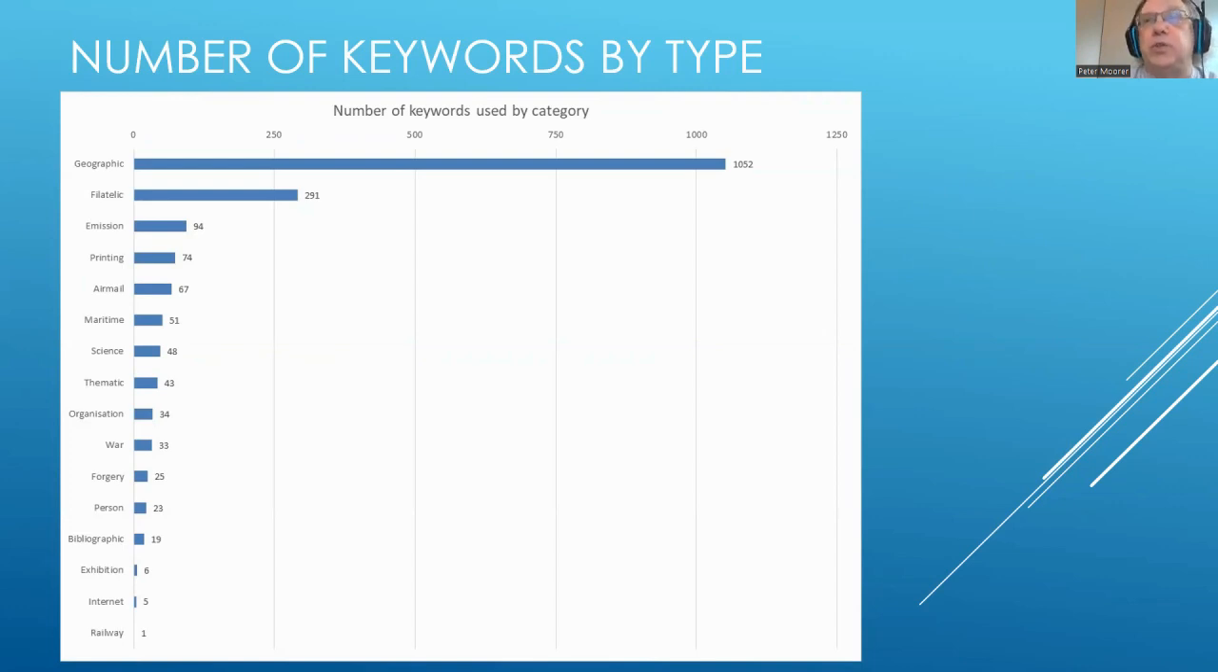Which catalog to use? Do I use Scott? Do I use Michel, Yvert, or a national catalog? And for some countries, even which national catalog? Because I think there are 2 different catalogs for Bolivia and 2 different catalogs for Argentina at the moment. And there are different categories for airmail.